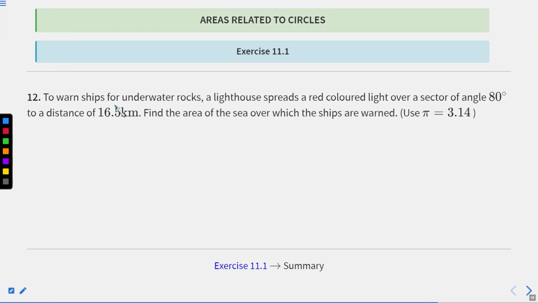To warn ships of underwater rocks, a lighthouse sprays a red colored light over a sector of angle 80 degree to a distance of 16.5 kilometer. Find the area of the sea over which the ships are warned. You can use pi is equal to 3.1. So this question is for your homework. This is your homework problem.